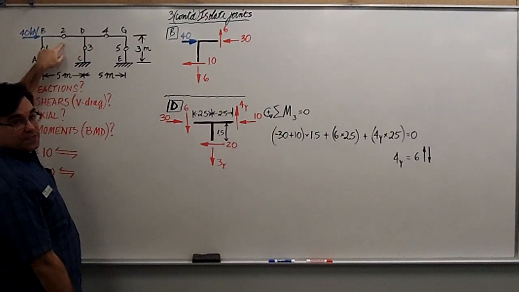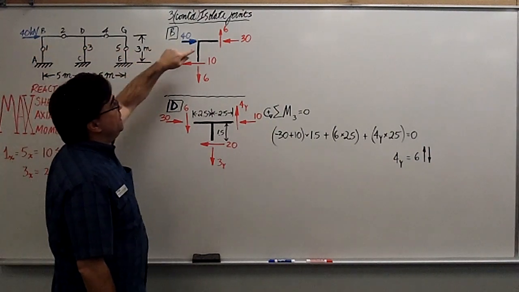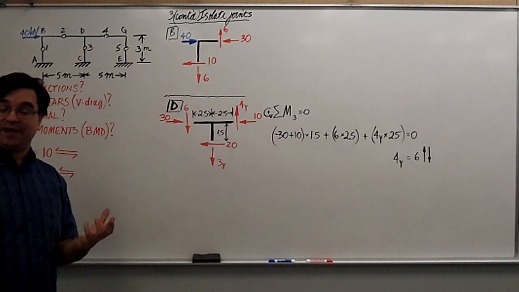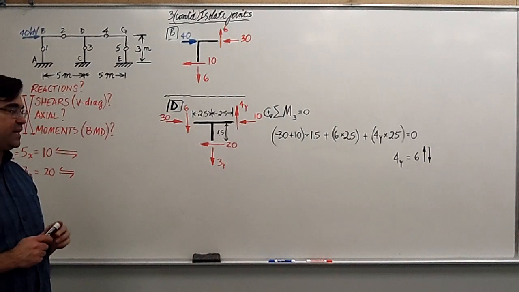Let's look at 2 for a second. The shear at 2 looks like this on this end and this on that end. That's why I showed it the way I did in part 1 of the video. So go check that out.